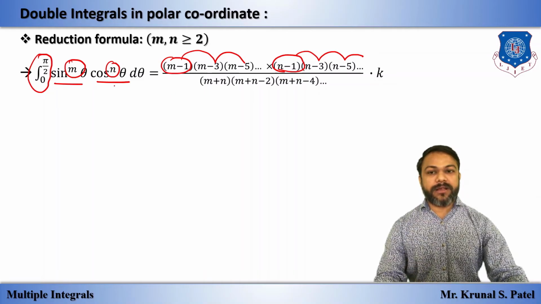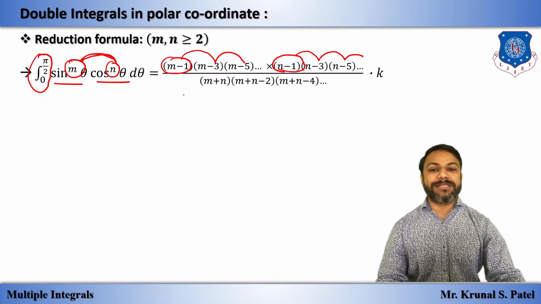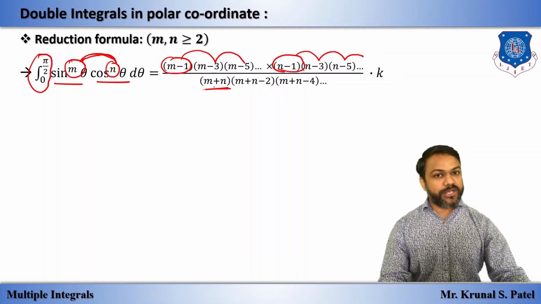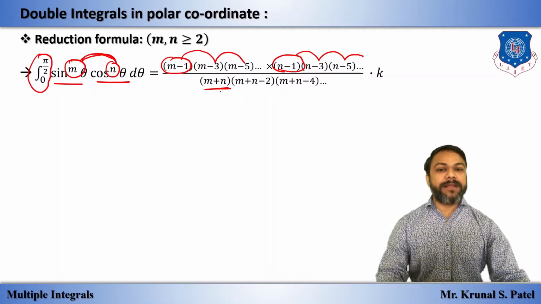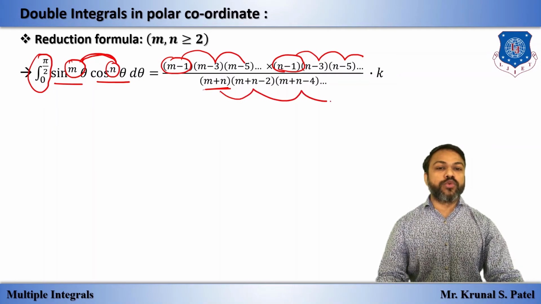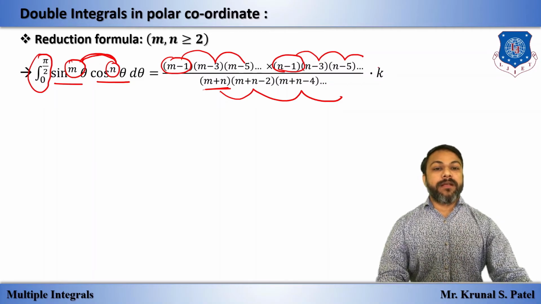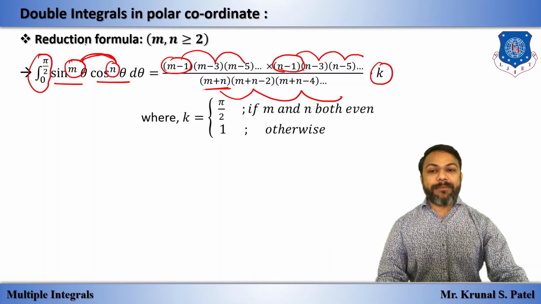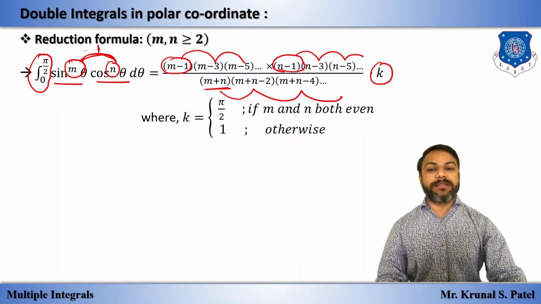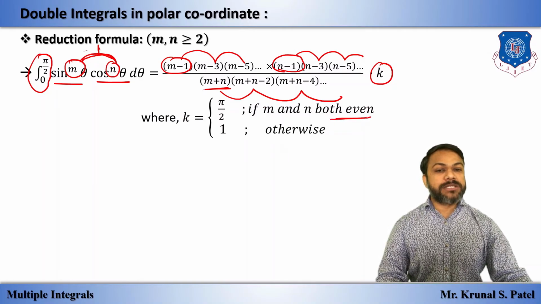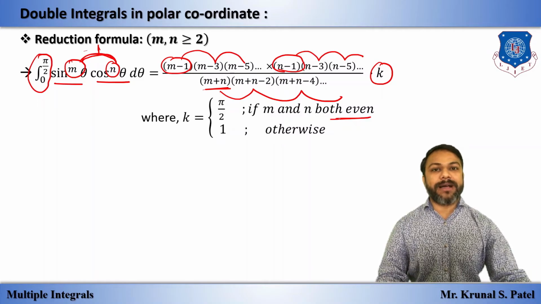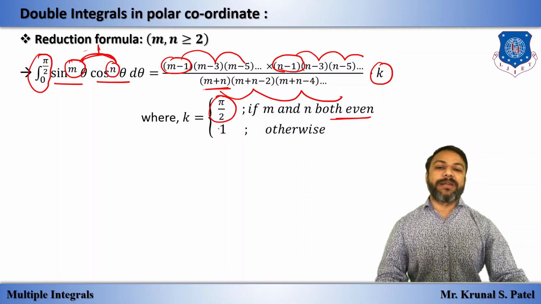Then in the denominator we have to add these two powers, m plus n. First write down the addition of these two powers, then subtract 2 from that m plus n. And multiply with k. What is k? If m and n both are even, then multiply with pi by 2, otherwise multiply with 1.